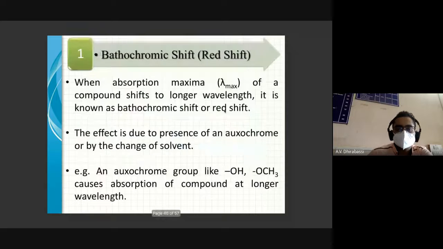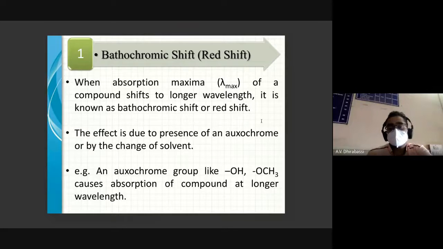So accordingly, first we see the shift. When the absorption maxima of a compound shifts to a longer wavelength, it is known as the bathochromic shift or red shift. When the maximum wavelength shifts, it is called a bathochromic shift. The effect is due to the presence of an auxochrome or by the change of solvent. This effect is generally shown by the presence of an auxochrome.